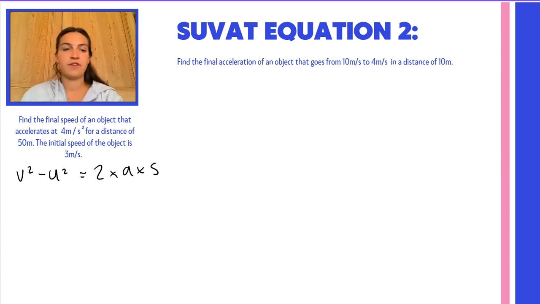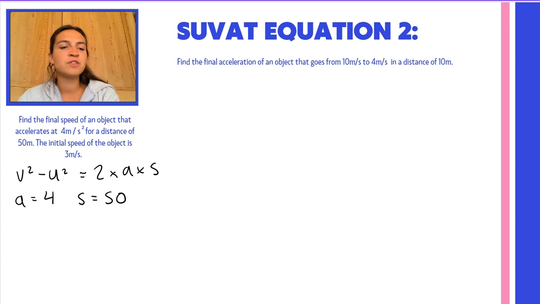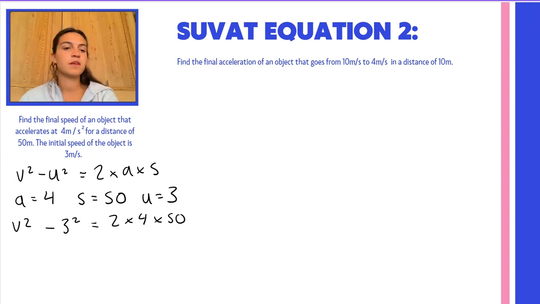And then what can I identify? I've got my acceleration as my 4 meters per second squared. I also have my distance, which remember is my S in my equation, of 50. They've also given me my initial speed U of 3 meters per second. Time to put those into the correct parts of my equation. V squared minus 3 squared is 2 times 4 times 50. First, I am going to look at my right-hand side of the equation and multiply all those numbers together. On my left-hand side, I'm just going to simplify that 3 squared so it just says 9. So V squared minus 9 is 400.